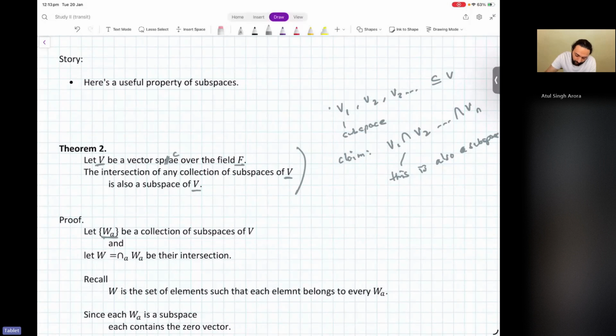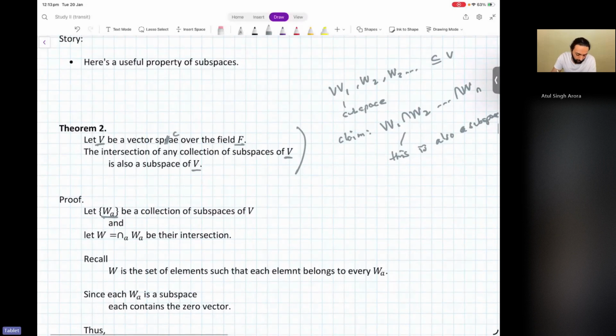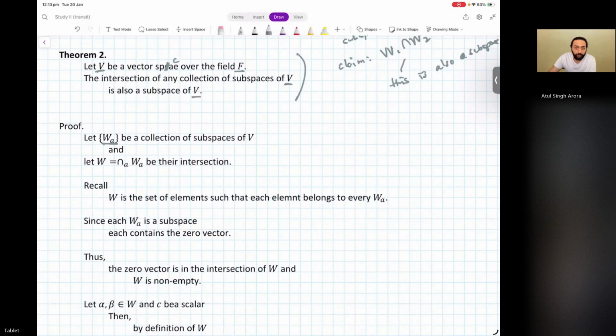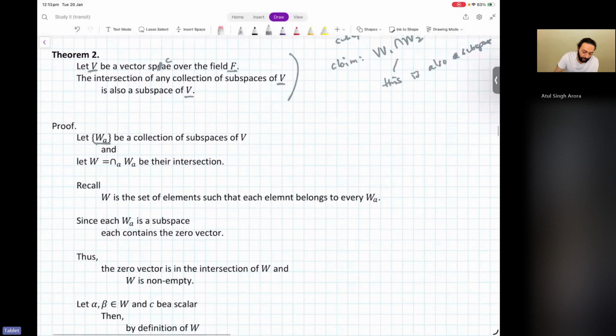So instead of V, they use W. Yeah, let's use W to be consistent. Okay, so let's try to prove the statement. Okay, I thought there was a question. All right, so let's see how to prove this.